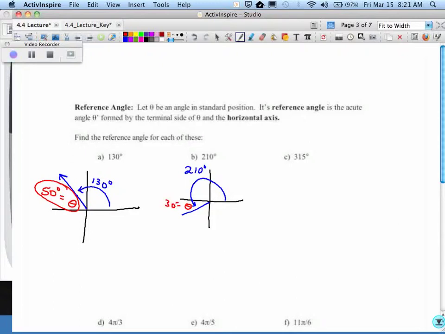So if your angle's in the second quadrant, your theta prime, let's call it, your reference angle, is 180 minus theta. And over here, your reference angle was 210 minus 180. Sorry, it's your theta minus 180. We would use theta prime to represent your reference angle and theta to represent your given angle.